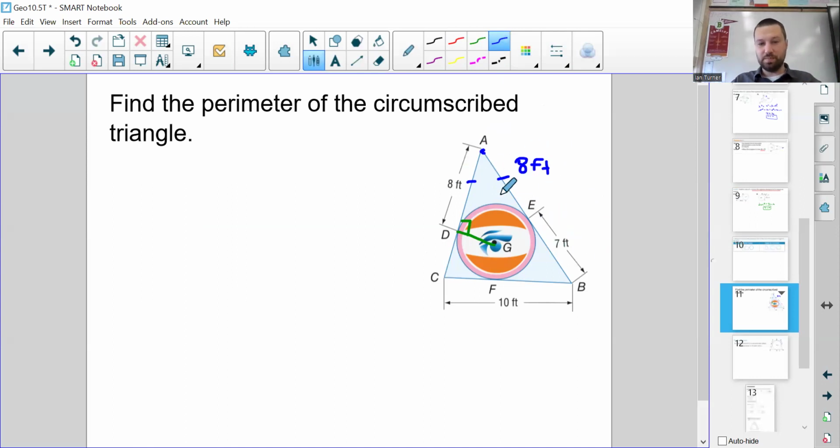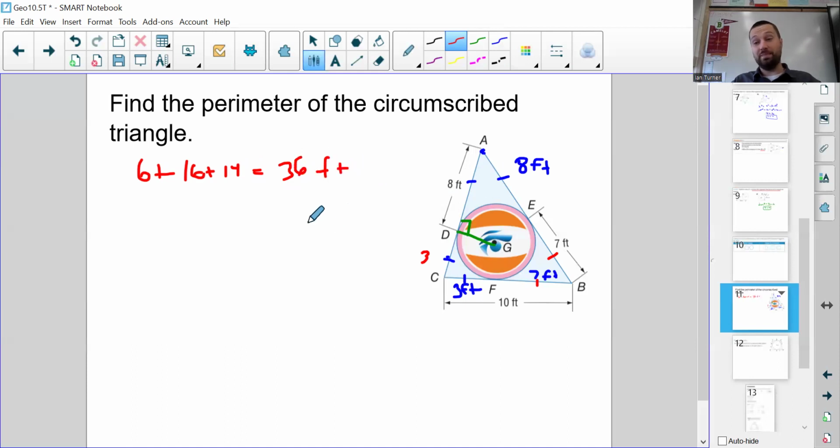So we got 8 feet, 8 feet up here. Down here we got 7, and this is also 7. So that means this is 3 feet because the whole thing's 10. They told us the whole thing was 10. So 10 minus 7 gives us 3 over here. And then these got to be congruent as well, right? Everything's congruent. That's how I knew that was 7. So it's just going to be 6, 2 times 3, plus 16, 2 times 8, plus 14, 2 times 7. And that should work out to 36 feet.